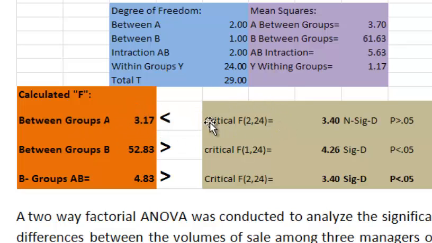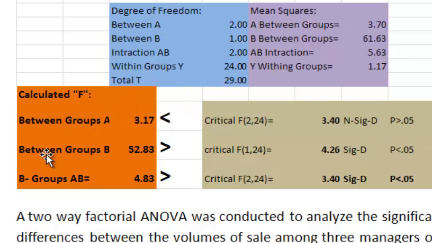Oh, good. You put out the critical Fs from the book, right? So your calculated F of 3.17 is less than the critical book F. So therefore, you do not have a significant difference. In other words, the different managers didn't seem to have an effect on auto sales by themselves, okay? So that means there's no main effect of your variable A, the managers. The managers had no main effect.